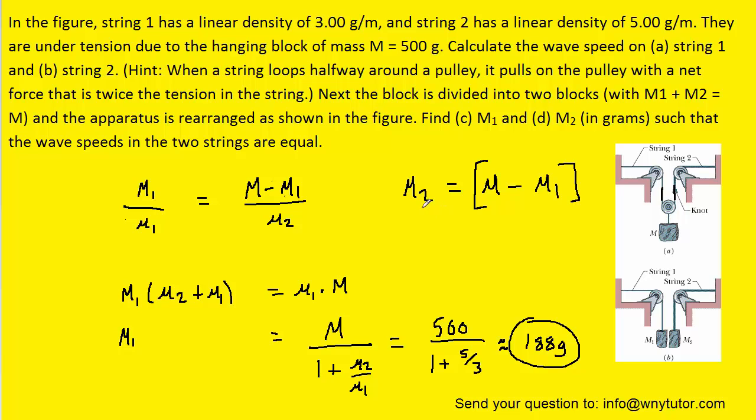Part D will be relatively straightforward because mass 2 is simply equal to capital M minus M1, which we just found. And when we compute that, we get a value of approximately 312 grams. So that's the answer to part D.